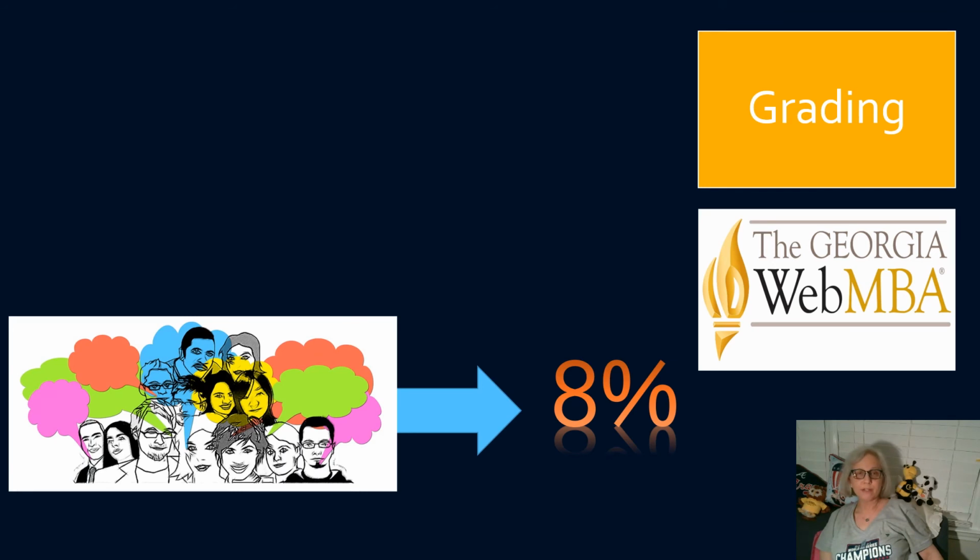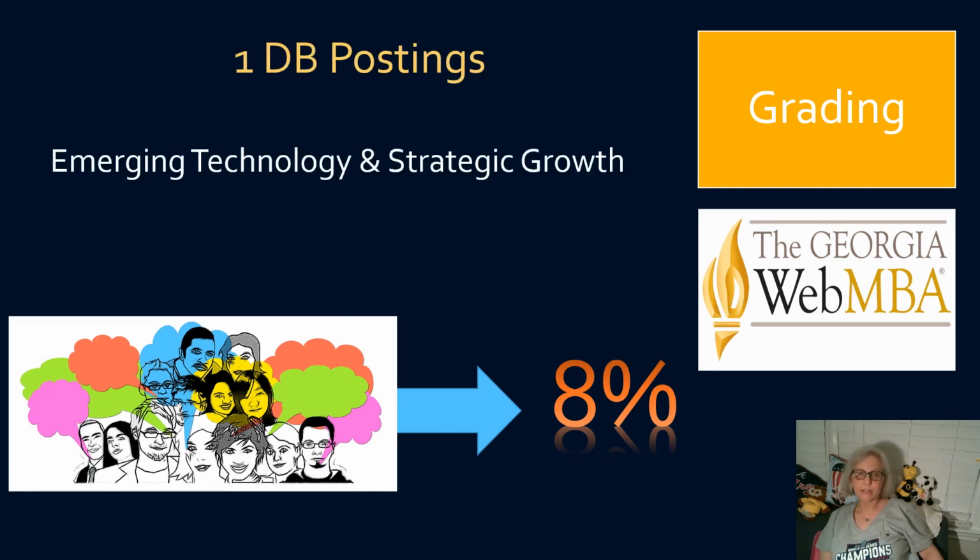Discussion board postings are worth 8%. You will have an opportunity to view all the other groups' emerging technology presentations. Then you'll choose one of the technologies that show potential for strategic growth in your organization or an organization of your choice. The discussion board posting is an individual assignment.